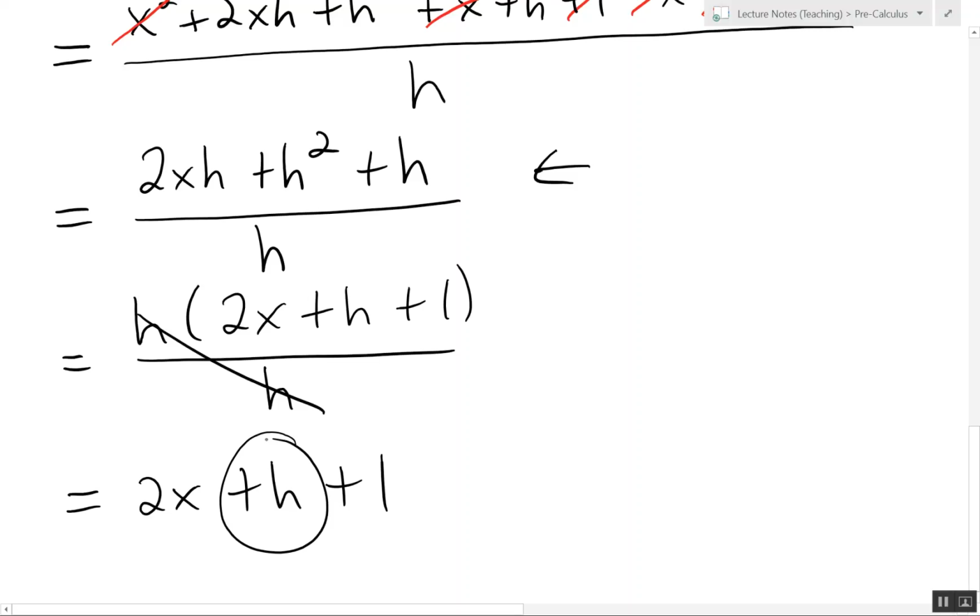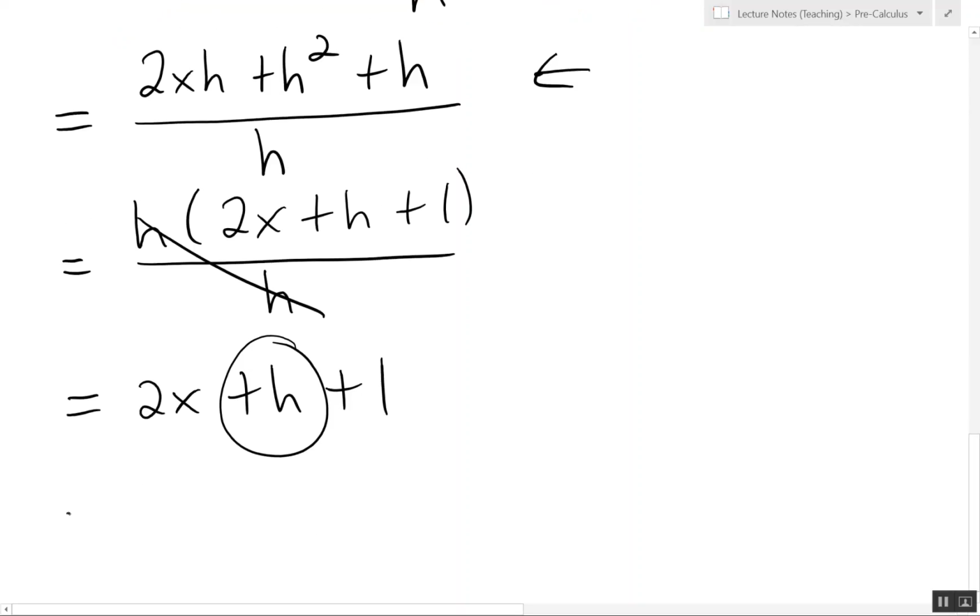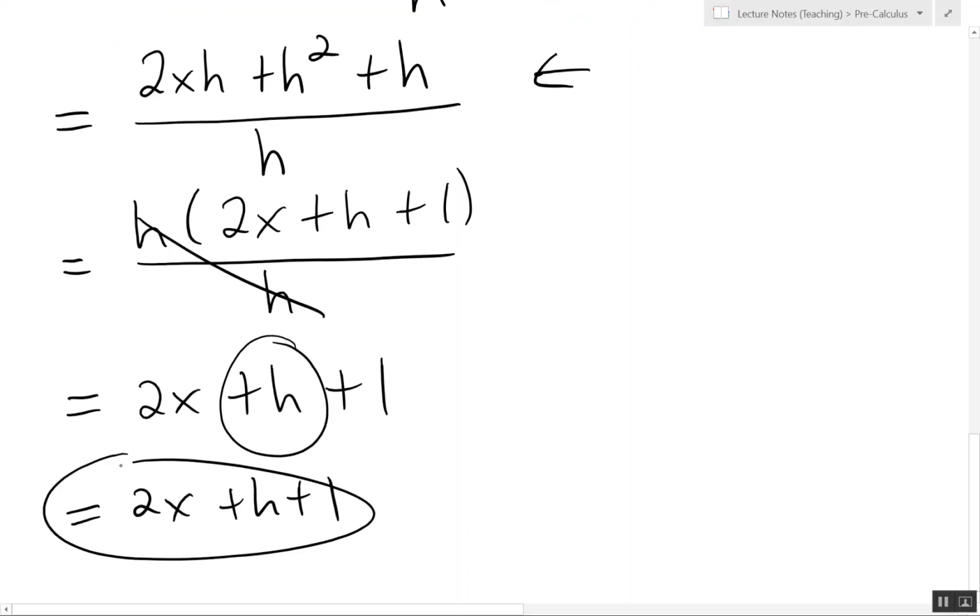And once we get rid of this h, we'll have a very special equation that is a very important class of equations in calculus. So, but again, we'll leave that to calculus. For right now, our answer is just going to be 2x plus h plus 1, and we'll leave it to calculus to fill in the rest of the blanks.